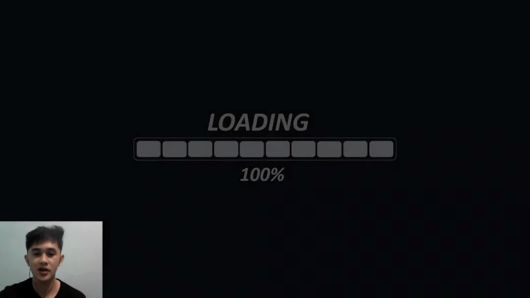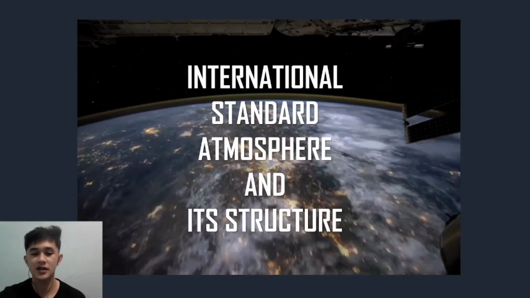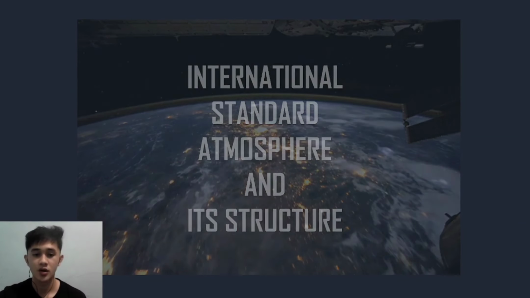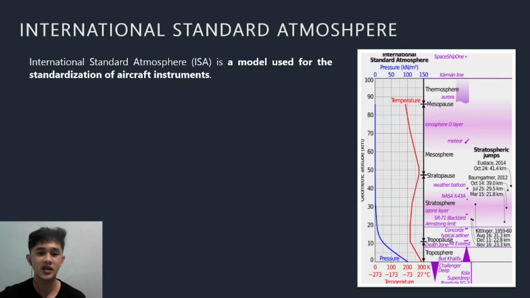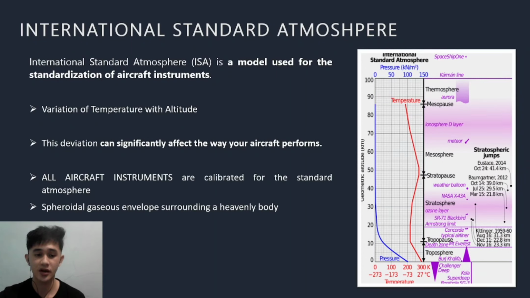I'm here to explain to you the International Standard Atmosphere and its structure. So, first, what is the International Standard Atmosphere? It is the model used for standardization of aircraft instruments. ISA is simply a variation of temperature with altitude. Changes in temperature are related to the altitude, meaning as the altitude increases, temperature decreases. This deviation can significantly affect the way aircraft perform.